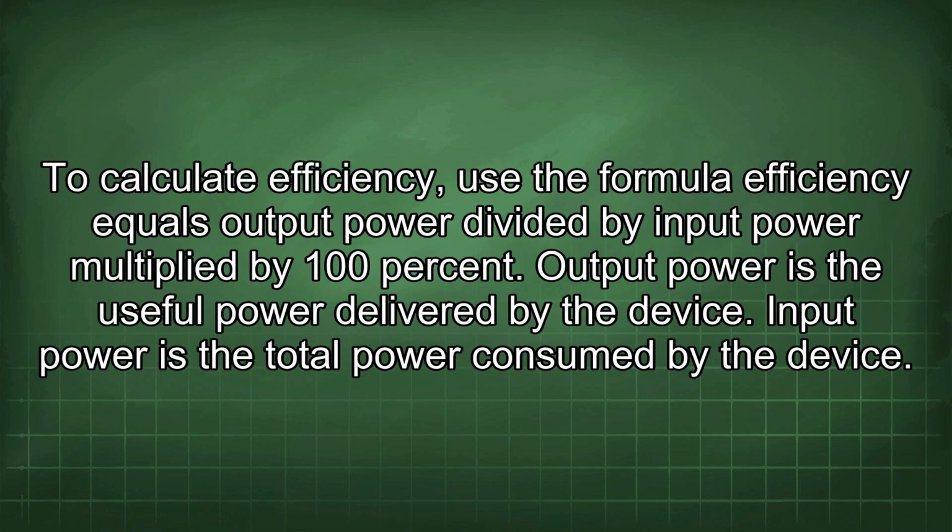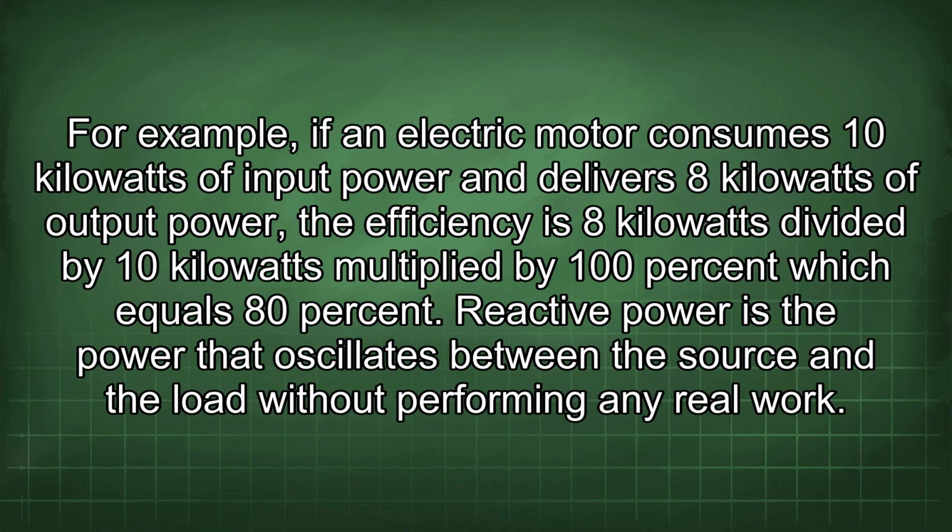To calculate efficiency, use the formula: efficiency equals output power divided by input power, multiplied by 100%. Output power is the useful power delivered by the device. Input power is the total power consumed by the device. For example, if an electric motor consumes 10 kilowatts of input power and delivers 8 kilowatts of output power, the efficiency is 8 kilowatts divided by 10 kilowatts multiplied by 100%, which equals 80%.